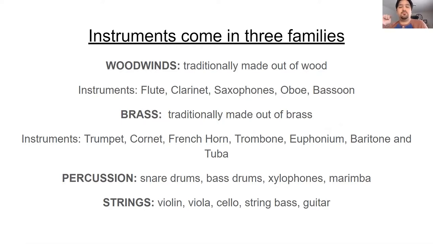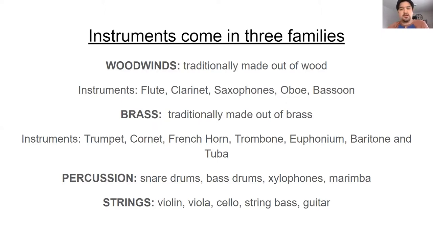The first family is the woodwinds. Now, woodwinds are traditionally made out of wood, or they use wood to play, as we'll find out in a little bit. These instruments include the flute, the clarinet, the saxophone, the oboe, and the bassoon. And if you don't know what those are, don't worry, we'll see them. The next instrument family is the brass family, which is traditionally made out of, well, brass. And those instruments include the trumpet, the cornet, the French horn, the trombone, the euphonium, the baritone, and the tuba. And again, if you don't know what all those are, don't worry, we'll see them soon.